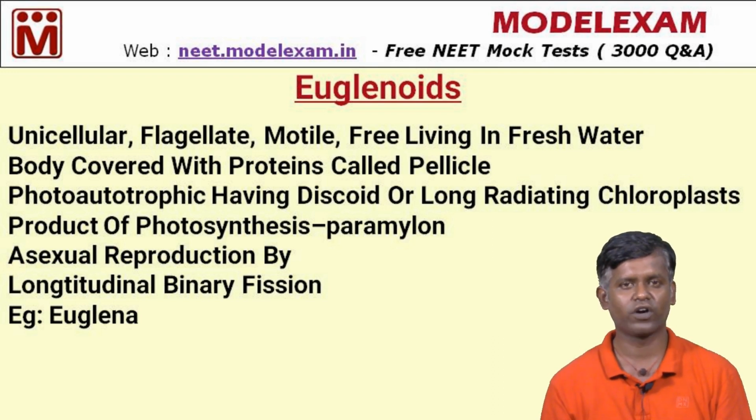They have discoid or long radiating chloroplasts. This chloroplast is the main site for photosynthesis. And the product of photosynthesis in the euglenoids is called paramylon. And the asexual reproduction in euglenoids is by longitudinal binary fission. The best example for euglenoids is euglena.